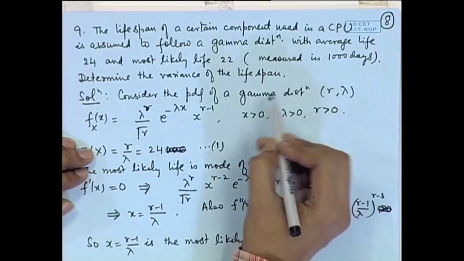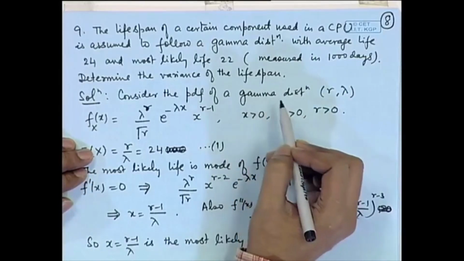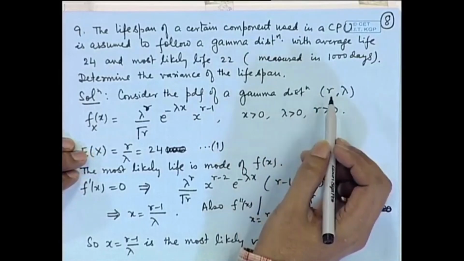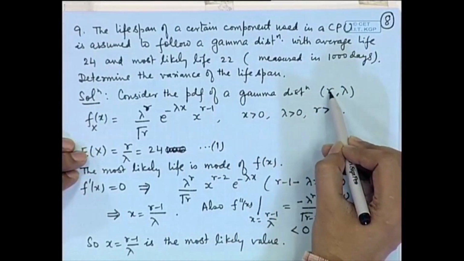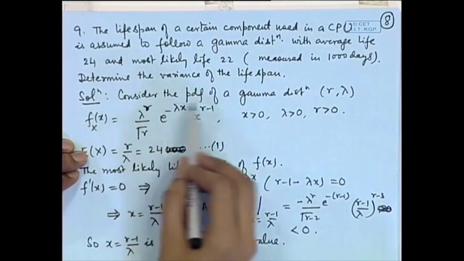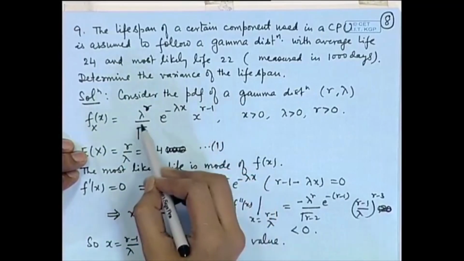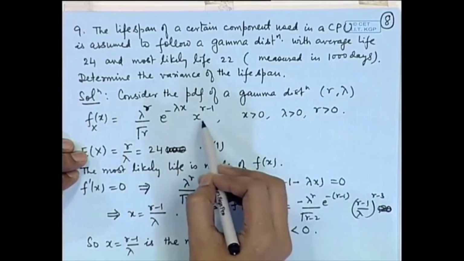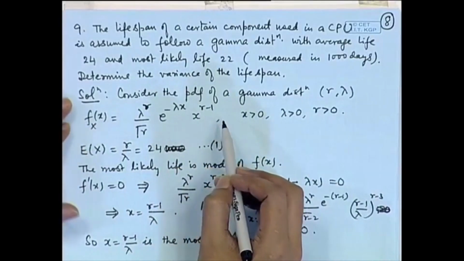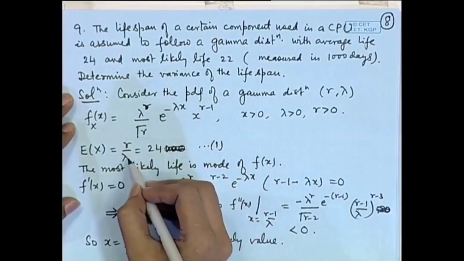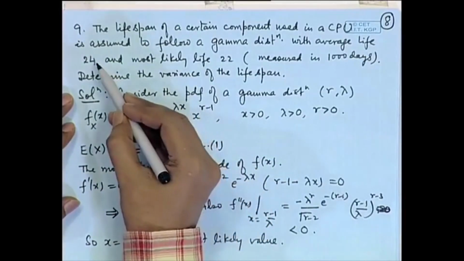The standard form of a gamma distribution we have considered as the waiting time for the rth occurrence in a Poisson process. So, we had the parameters r and lambda, and the form of the probability density function was given by lambda to the power r by gamma r, e to the power minus lambda x, x to the power r minus 1. The mean of this distribution was r by lambda, that is given to be 24.